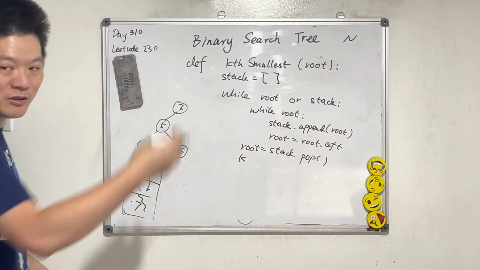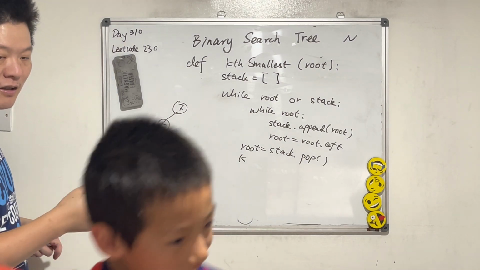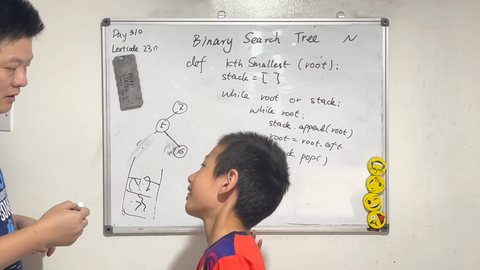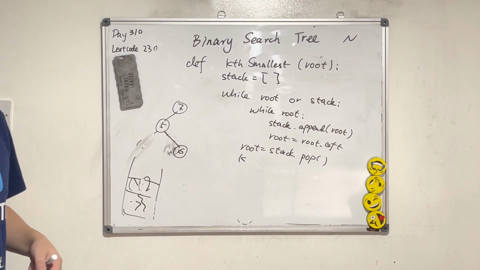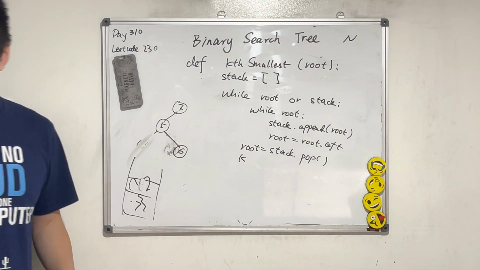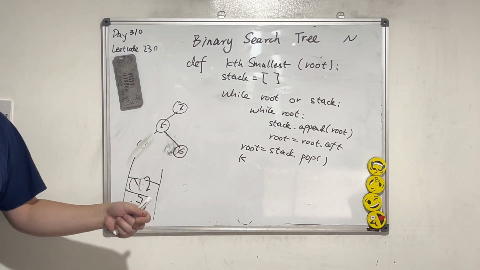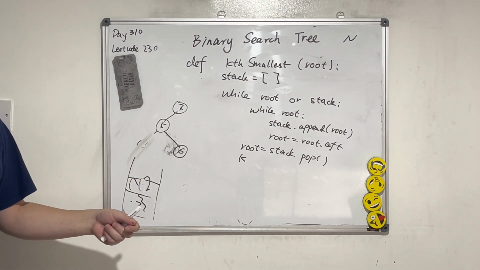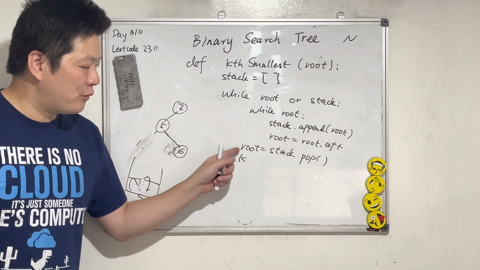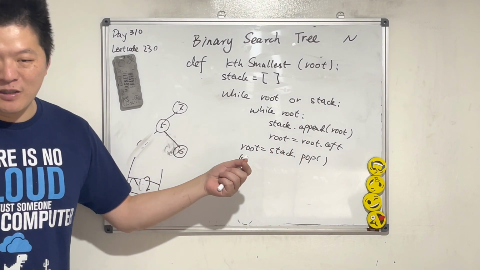K equals... K what? We need to take the K. K dot pop left. K is the number. What do we do with the K? We take one number out. We already know that number. K dot append. K is the number. Remember, we already found the next smallest number.